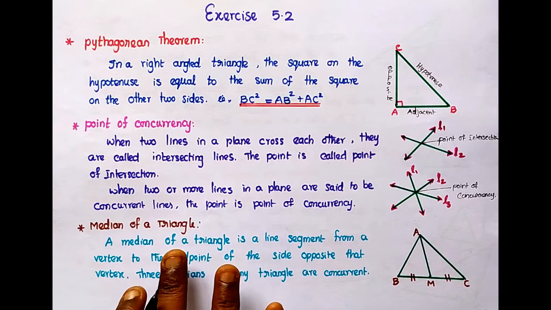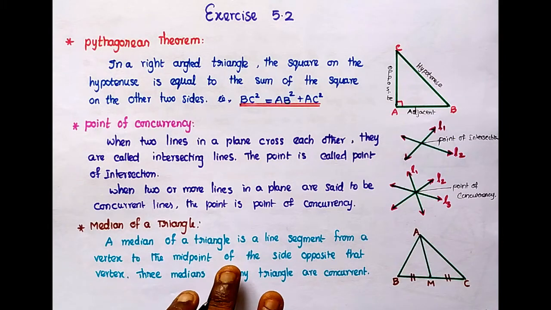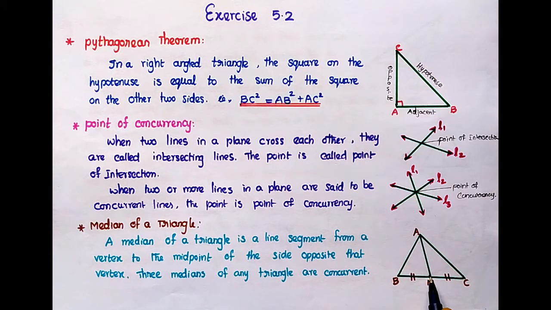Next, median of the triangle. A median of a triangle is a line segment from a vertex to the midpoint of the side opposite the vertex. Listen, BM equals MC. That is the midpoint. It bisects BC into two equal parts. That is the median.